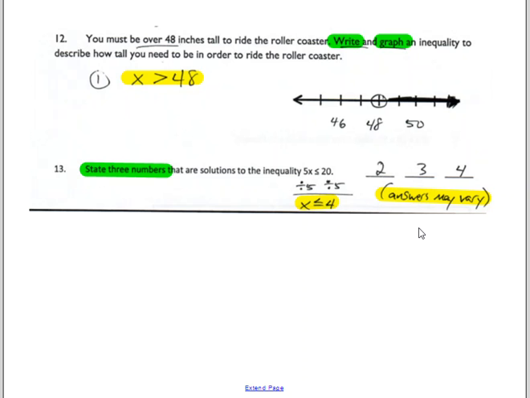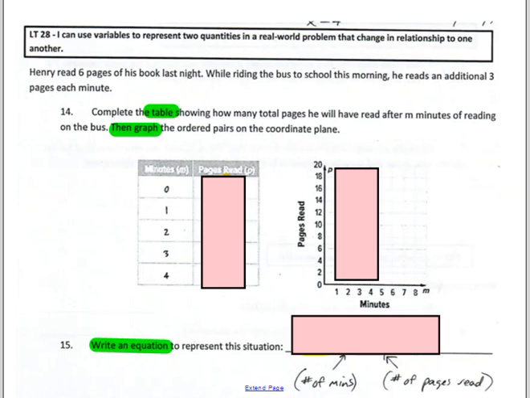Okay, there's a bunch of possibilities here, but 2, 3, and 4 would work. If you have anything more than 4, that's not right. All right, this last section here, numbers 14 and 15, you had to graph this. You had to put it on a table, graph it, and come up with the equation.